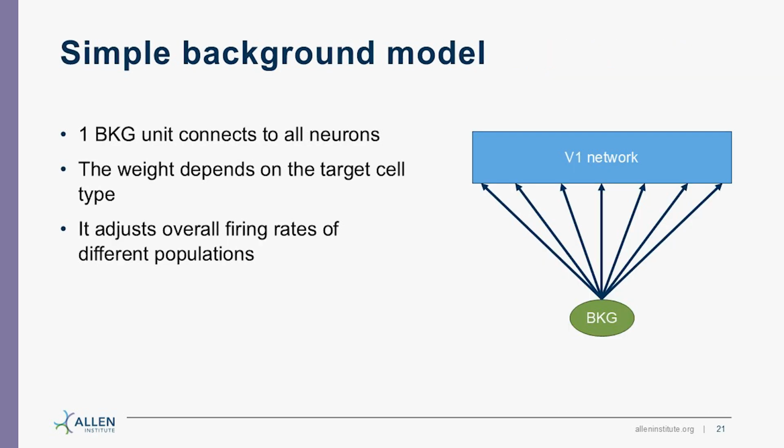Okay. As another note, we have additional input to the V1 network, and this is meant to make up for all the inputs from other cortical regions or subcortical regions that would come into V1 aside from the thalamus. We do this in a pretty straightforward way with very few assumptions, or I guess many assumptions, with a single background unit with different weights to every neuron type, and this is calibrated to what we want the firing rate of those cell types to be. So it helps adjust the overall firing rate, and it's another source of noise in the model.